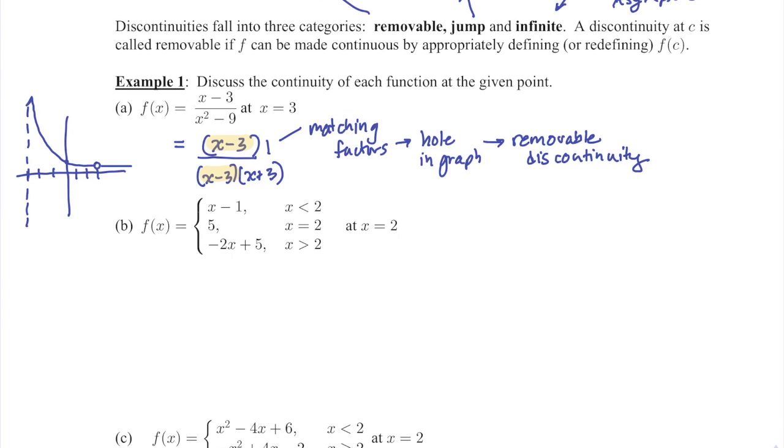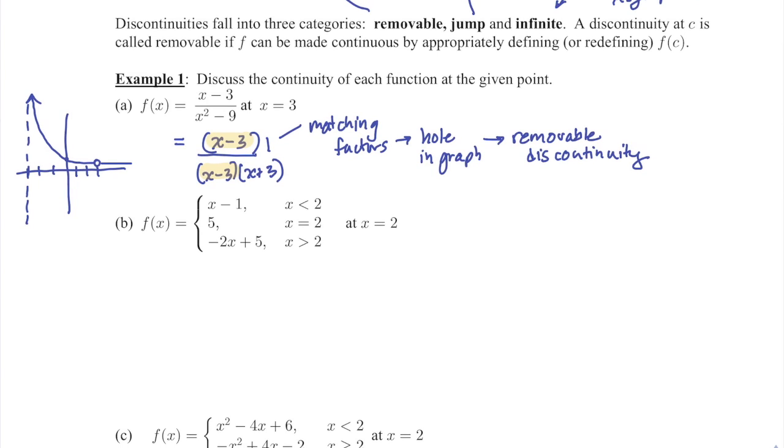And then I'll approach that vertical asymptote. And the graph is going to look like that. I ran out of space to the left there, but that's the idea for this graph, right? So there's a removable discontinuity at x equals 3. And they didn't ask about this, but there's also an infinite discontinuity at x equals -3.